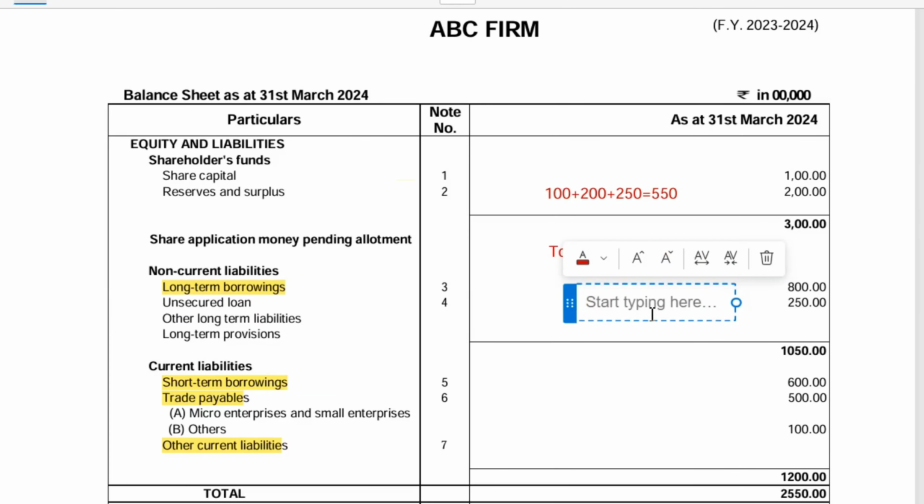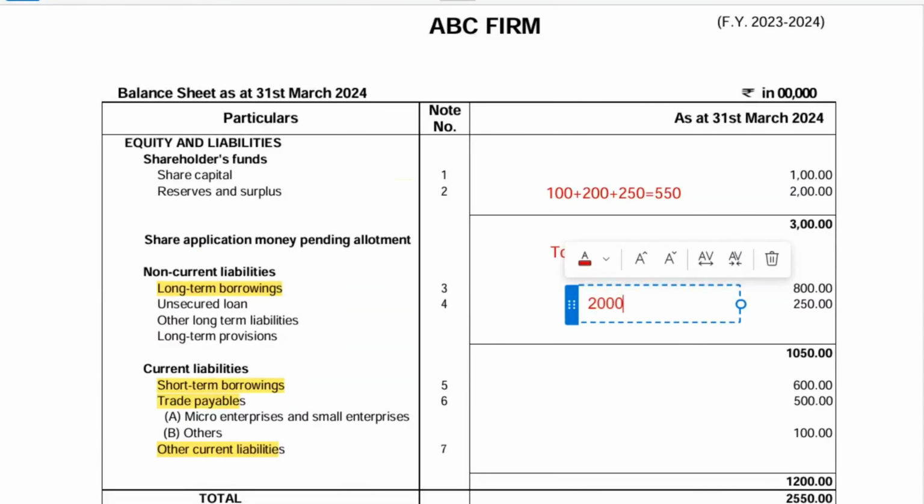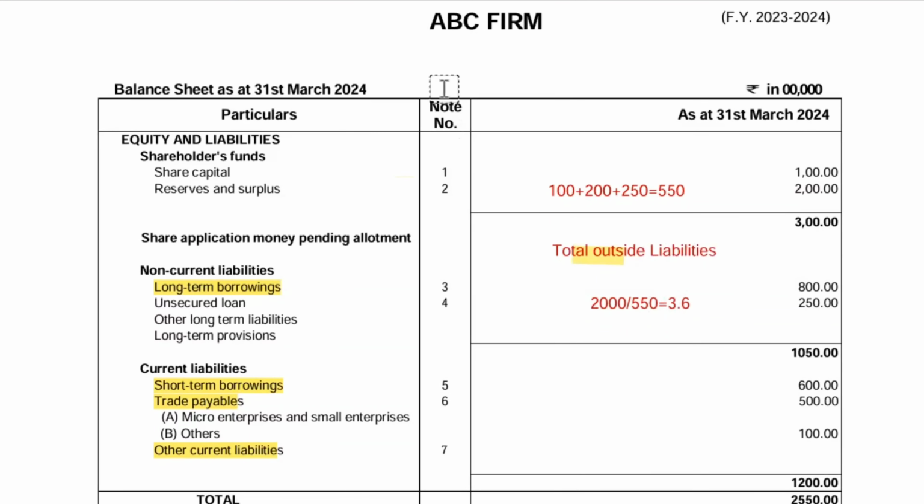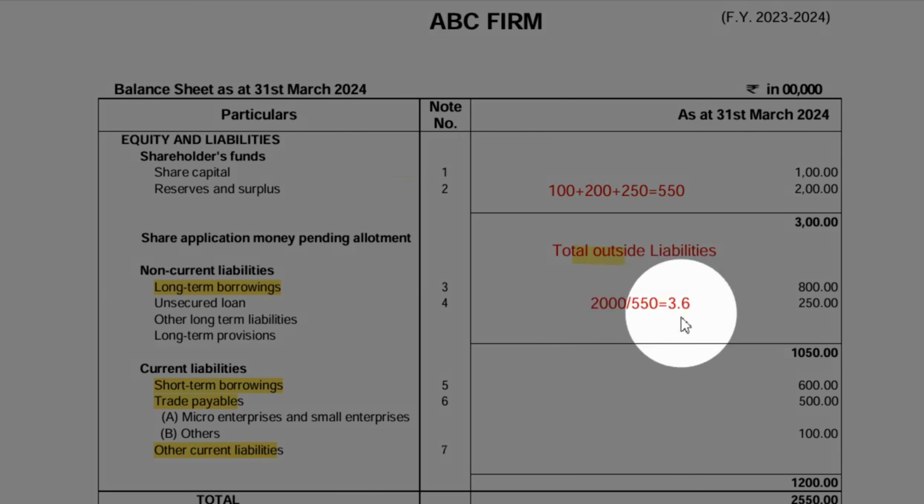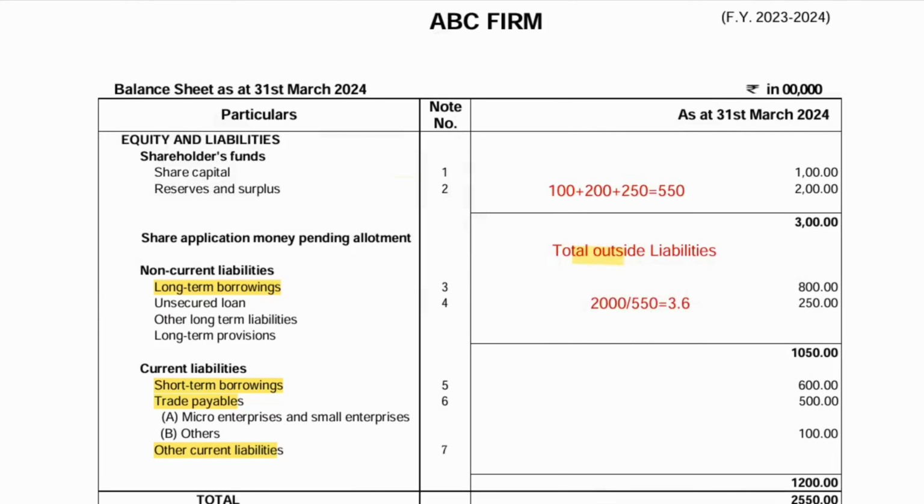Now we have the value of TOL and TNW, so we can calculate it by putting the value in the formula. So here we get the ratio, that is 20 crore divided by 5 crore 50 lakh, that is 3.6, which is as per the benchmark ratio. Generally it does not exceed 4. Again, it slightly differs from industry to industry. The purpose of calculating it is to check the share of the firm out of total liability, just like the debt equity ratio, but in a broad sense.